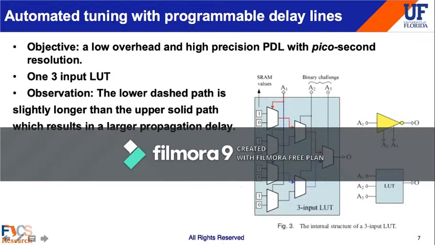The picture over here shows a 3-input LUT. Theoretically, the path through the lower dashed path should be exactly the same as the upper solid path over here. In other words, the path through A1, A2, A3 equal to all 0 should always be the same as the path through A1, A2, A3 equal to 1. However, through our observation, in the real world, the lower dashed path is slightly longer than the upper solid path, which results in a larger propagation delay.